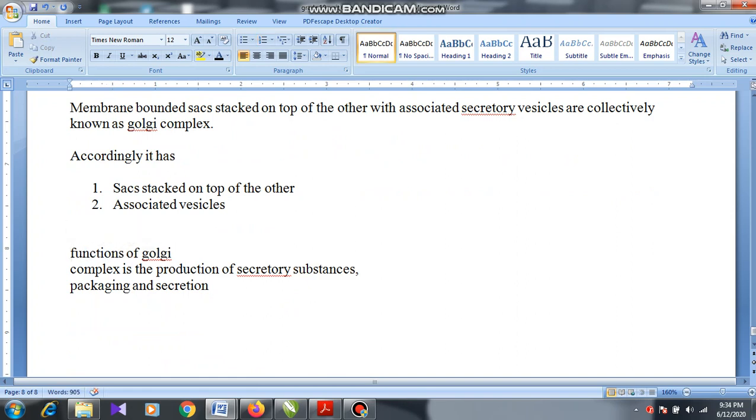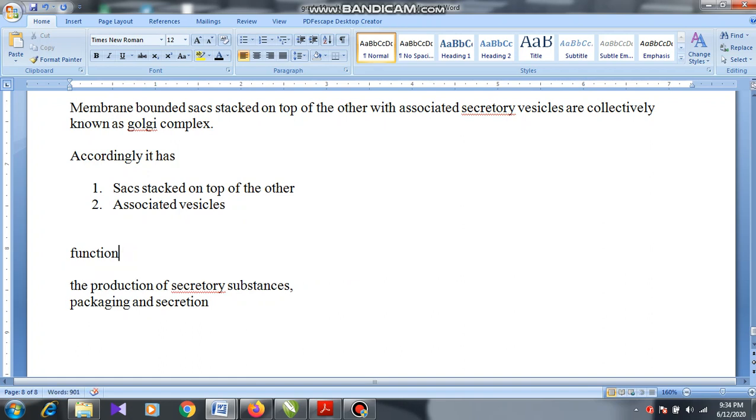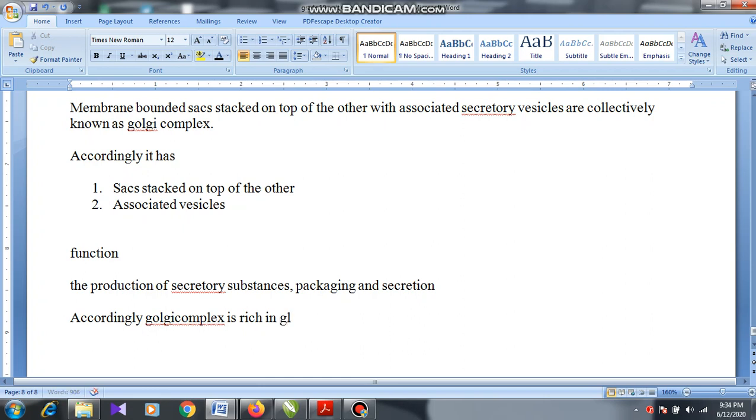What is the function of Golgi? The function is production of secretory substances, packaging and secretion. Because of this, Golgi complex is rich in glands of the body, for example, sweat gland. Anything that secretes, secretory substances are secreted. Sweat is a secretory substance. It is produced, packaged, and secreted out by the contribution of Golgi.